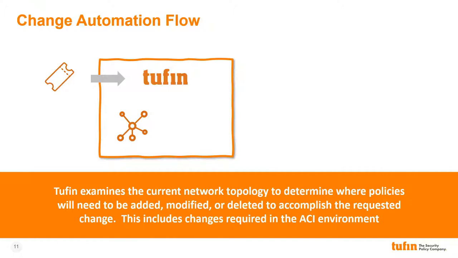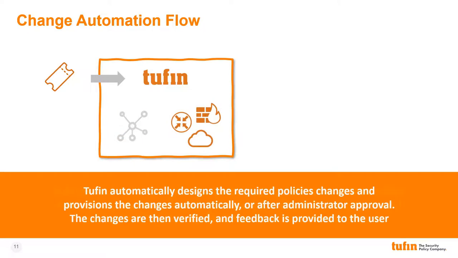This includes changes to ACI as well as any other network devices which may be in the path of the change. Tufin automatically designs changes for each network device and will provision these changes automatically or after administrator approval depending on the preference of the organization. Each change is then verified to ensure the correct policies have been provisioned.